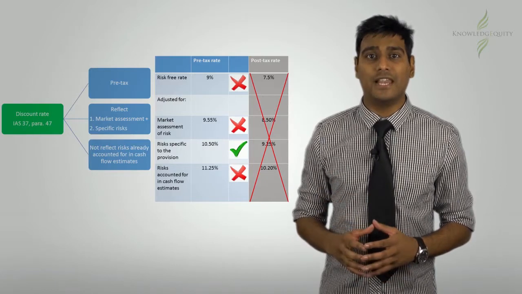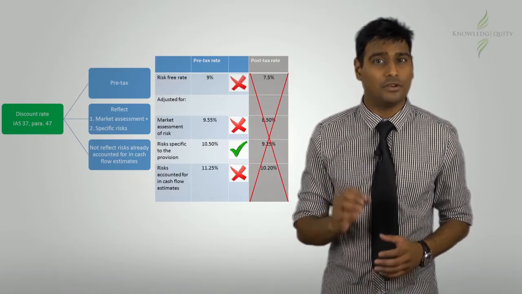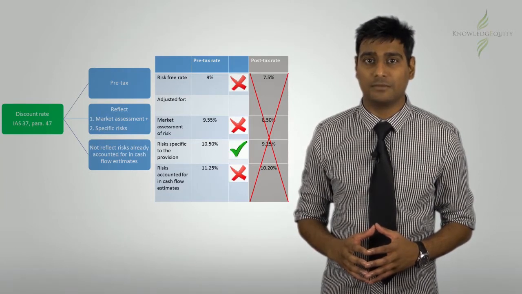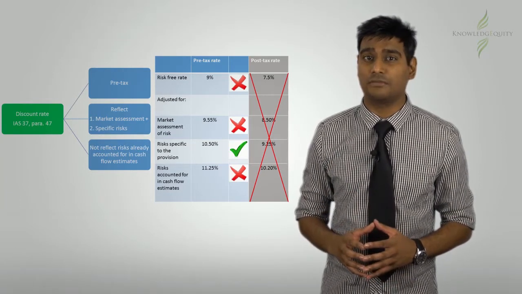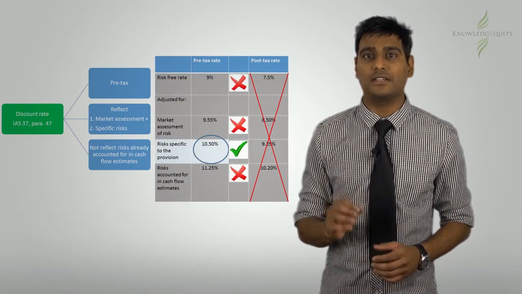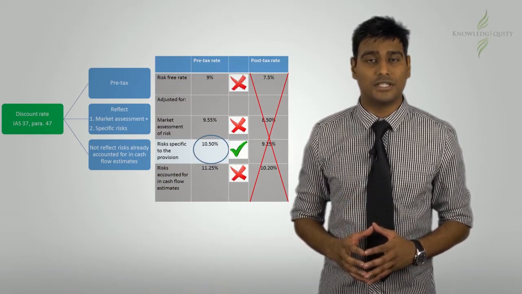Thus, the rate of 11.5% is incorrect, as the risks have already been accounted for in the cash flow estimates and should not result in an adjustment to the discount rate. 10.5% is the correct rate that should be used to discount the provision.